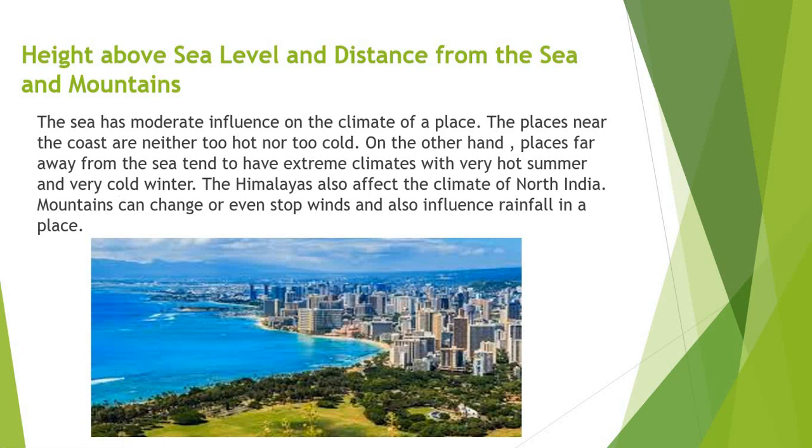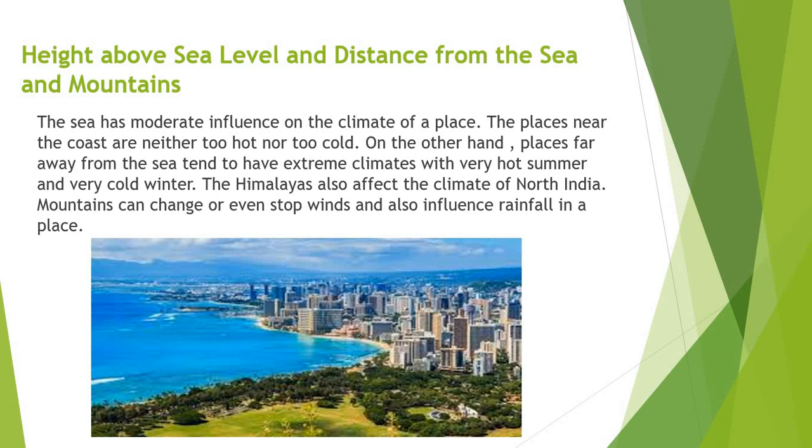The other one is height above sea level and distance from the sea and mountains. So one thing is there, why do people visit hill stations during summer? Why do they visit hill stations? They do so because hill stations have a cooler climate than the plains. So why do they have the cooler climate? The higher a place is, the cooler the environment and the cooler its atmosphere is.